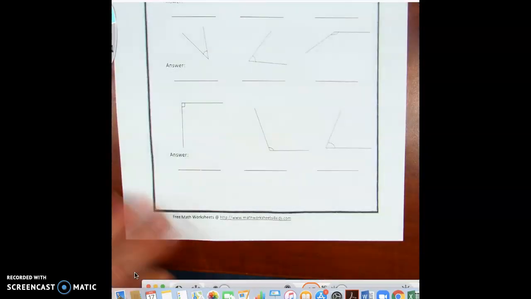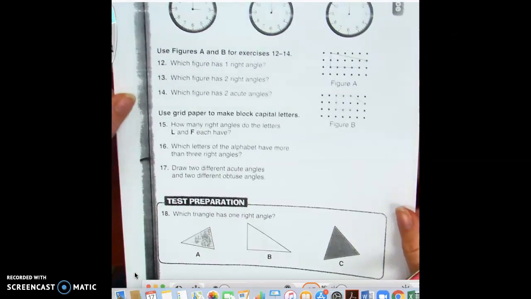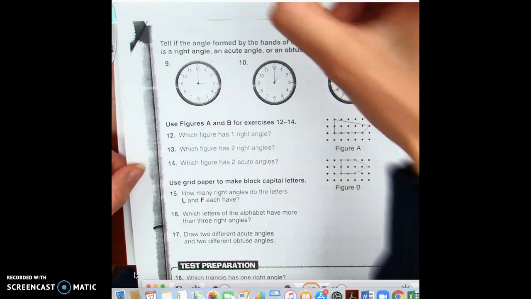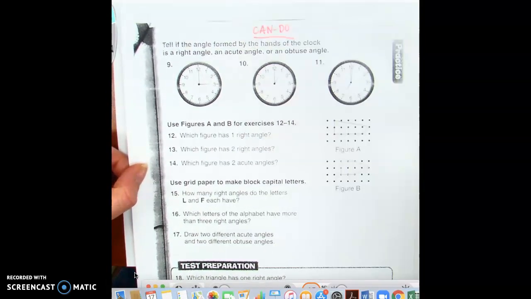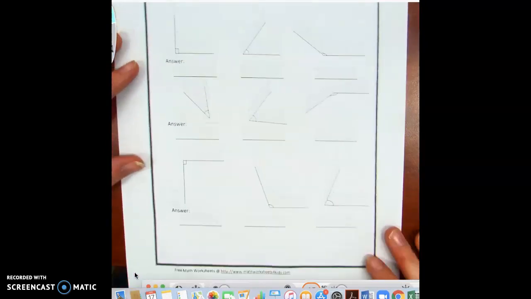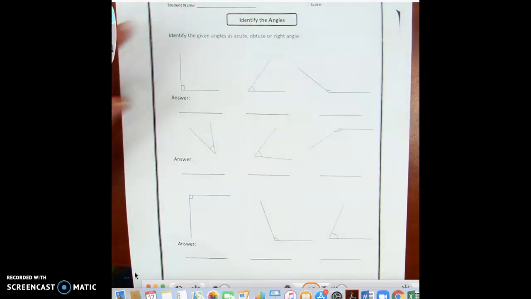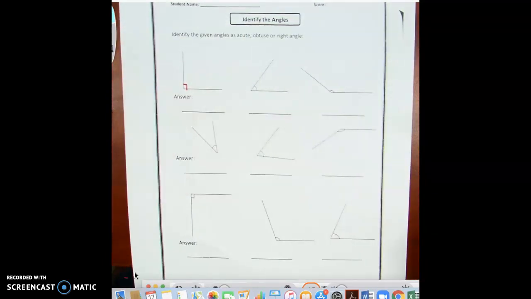Then what you're going to do is in your packet, you're going to skip page 307. That's from your textbook. This is a can do. So this is the next page in your packet. This is a can do extra practice, so skip that one. But I do want you then to go to this in your work packet that says identify the angles. It already has marked all the angles for you, so then on the line you're going to write down whether it's acute, obtuse, or right.